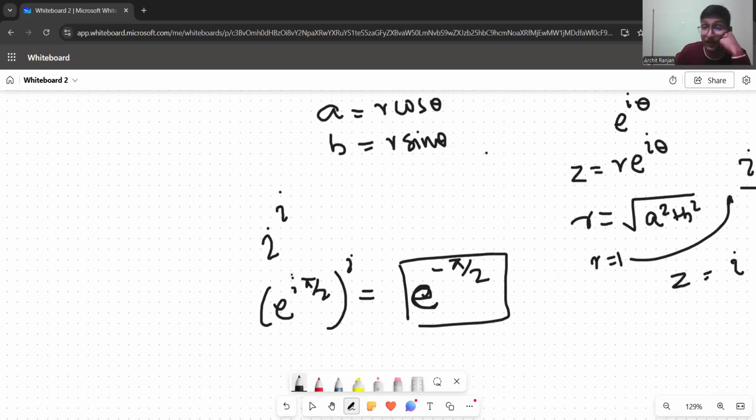This actually gives you a headache when you try to solve it using a plus i b and do all those calculations. Simple. e to the minus pi by 2.